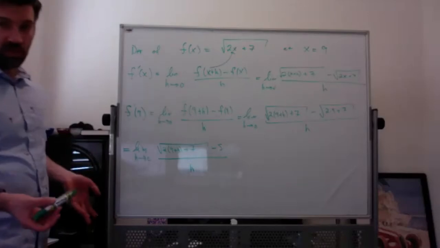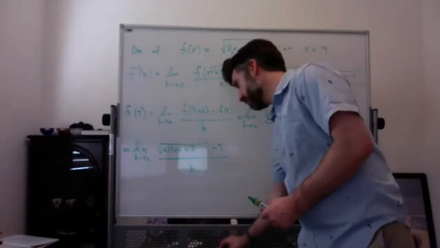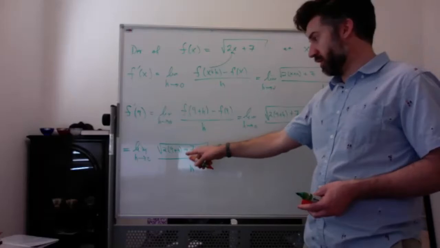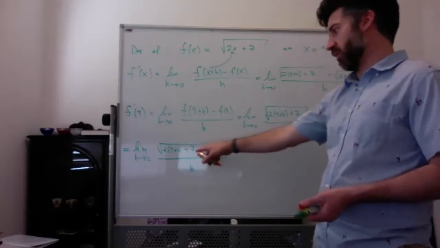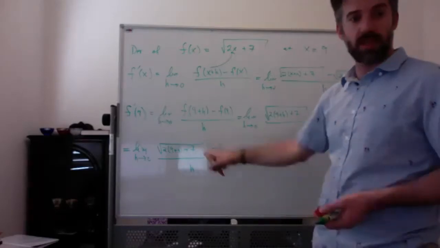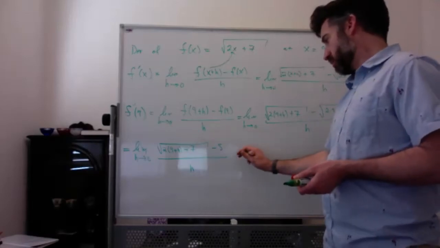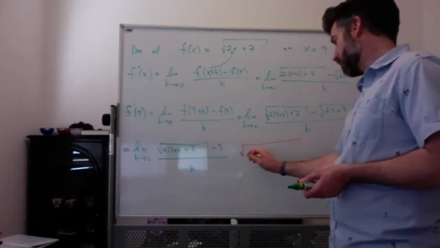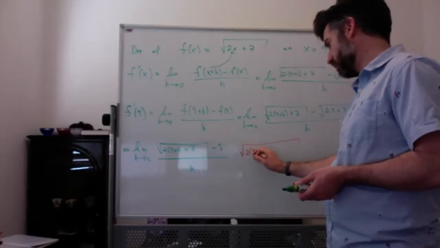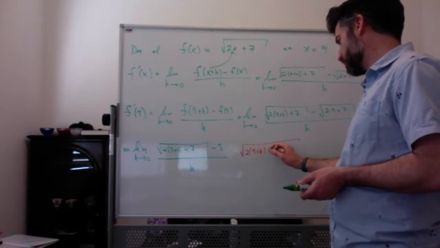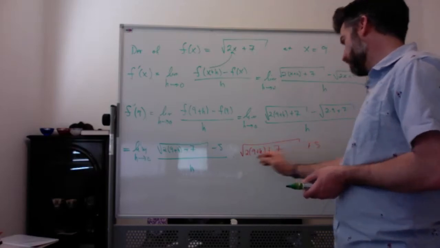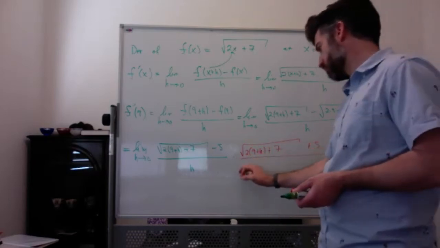And then I'm going to multiply by the conjugate. Instead of being the square root minus something, it's the square root plus something. You always change the sign connecting the square root and the other thing. So I'm going to multiply by the square root of 2 times 9 plus h plus 7 plus 5, over the same thing.